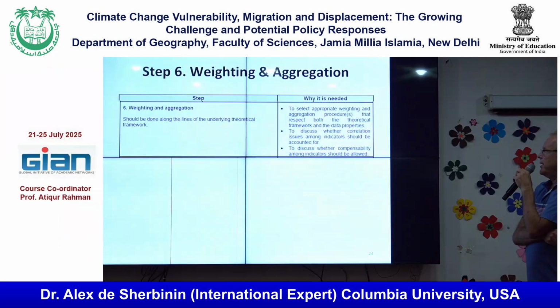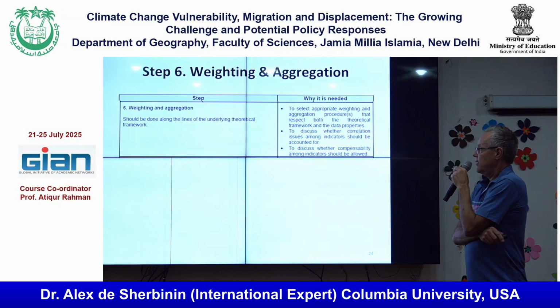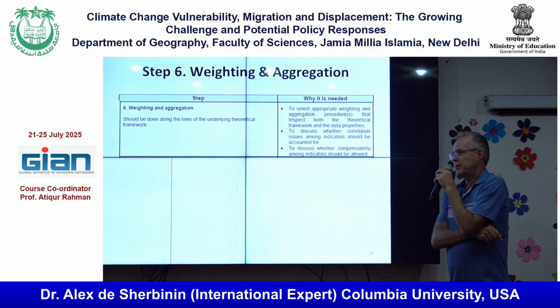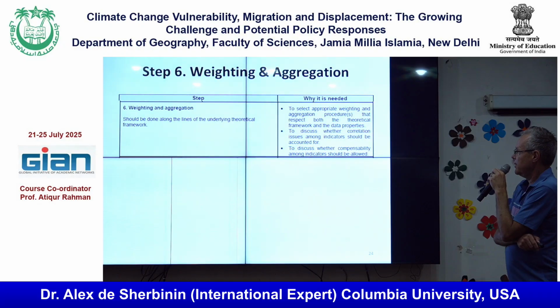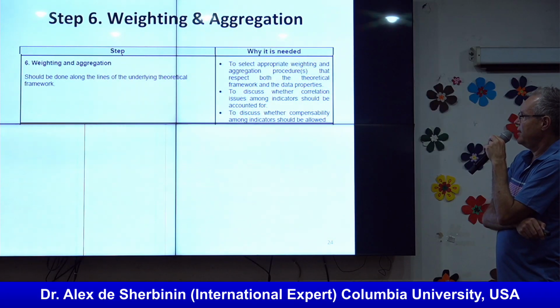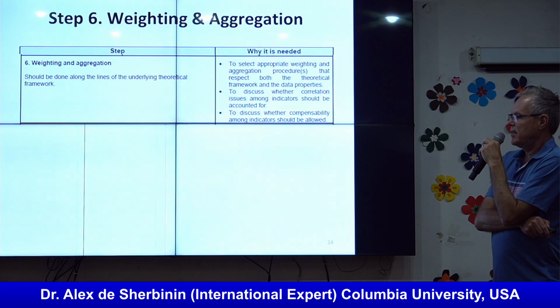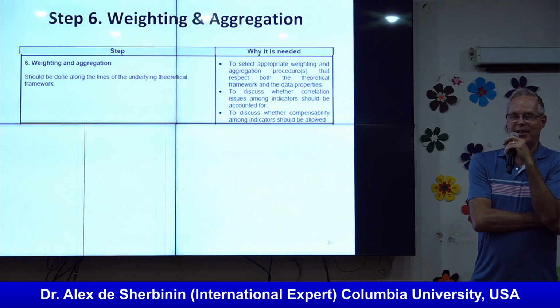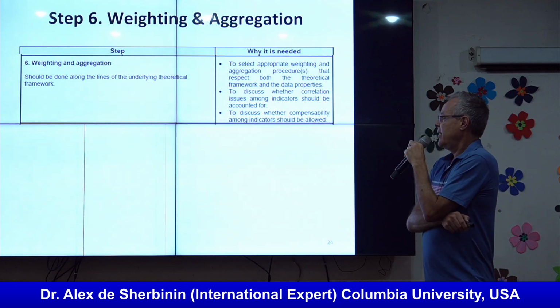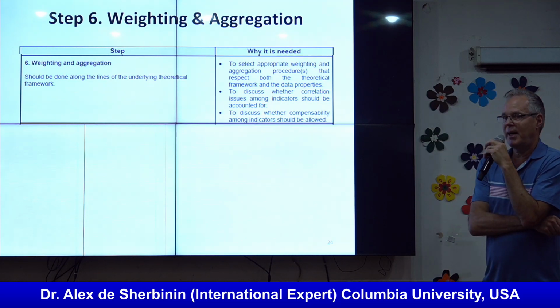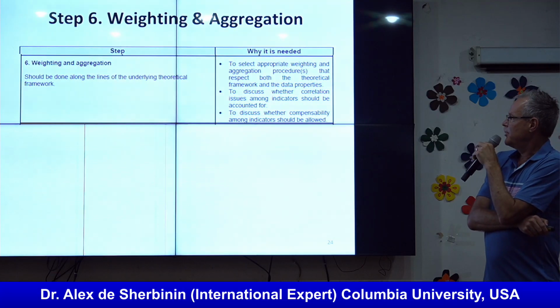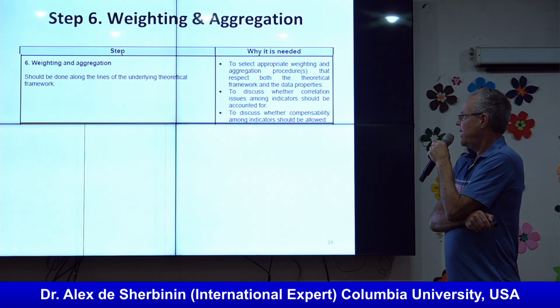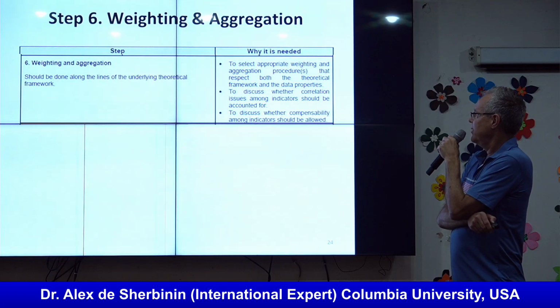Step 6 is weighting and aggregation. This is a subjective element as well. Each step involves some subjective decisions, but I think this is the one that tends to come in for the greatest criticism when you're creating composite indices, because you're making a lot of judgment calls about the relative value or importance of each indicator in your framework.